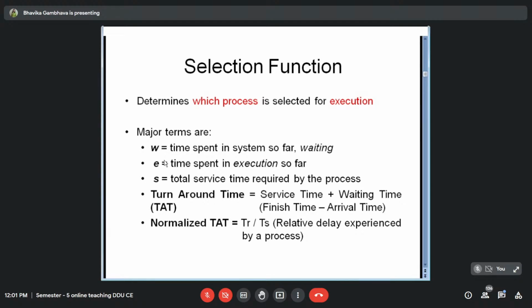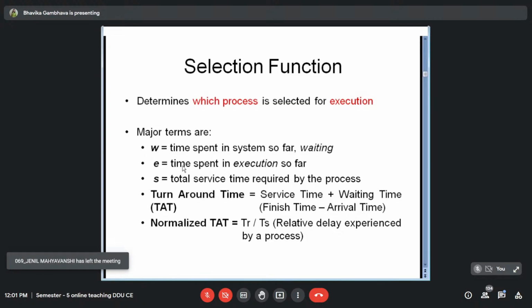Then it could be time spent in the execution so far. You may see that how much time you already spent, and if you are near to completion, then we may give you chance. Or if you have not given execution time so far at all, then you might be given a chance. So it can be implemented either way.